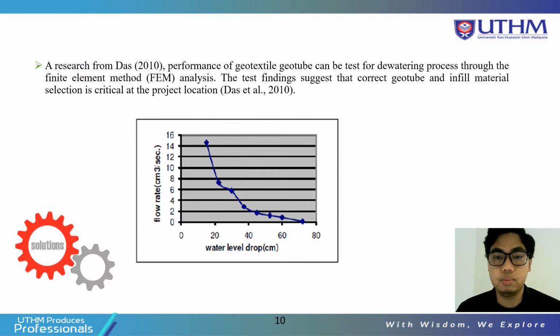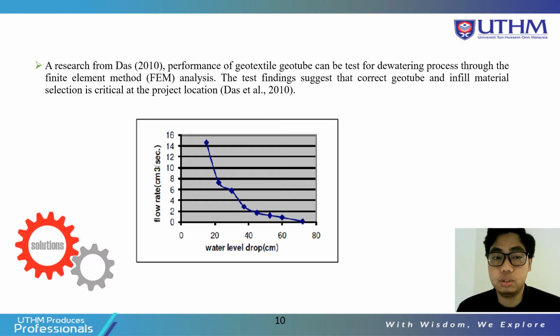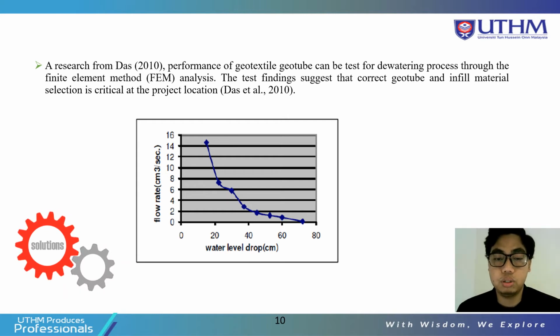Continue. From Das et al. in 2010, he stated that the performance of geotextile geotube can be tested for the dewatering process through the finite element method, which is FEM or FEA analysis. The test findings suggest that correct geotube and infill material selection is critical at the project location. The figure below shows the relationship between water level drop versus flow rate for the dewatering process in geotube.